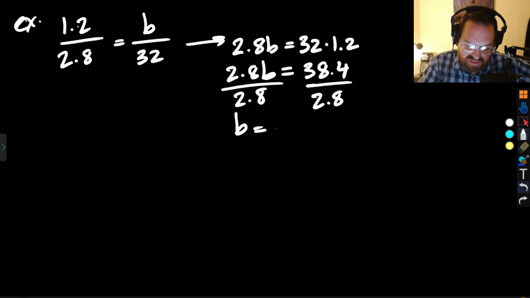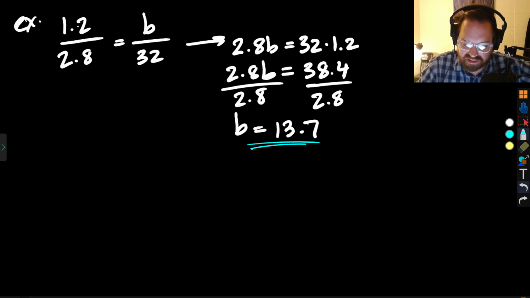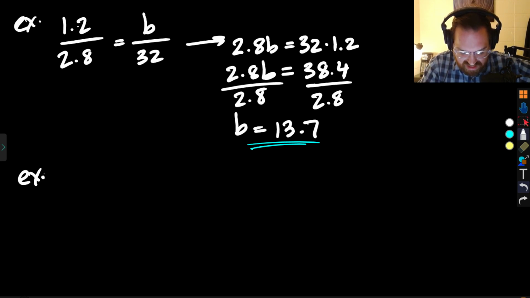So B is going to end up being 13.7. Again, this is all calculator work at this point, and I'm not going to bore you with the details of me just punching away on my phone, like in previous episodes, classes, I don't know.